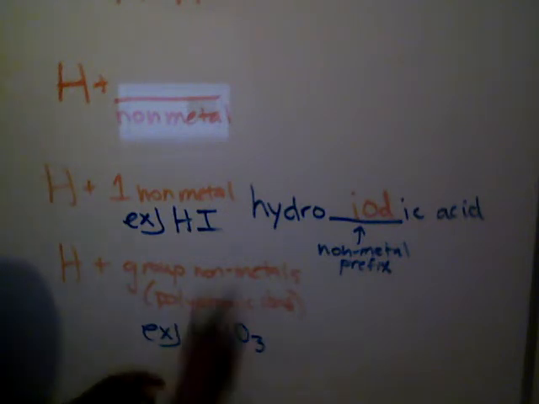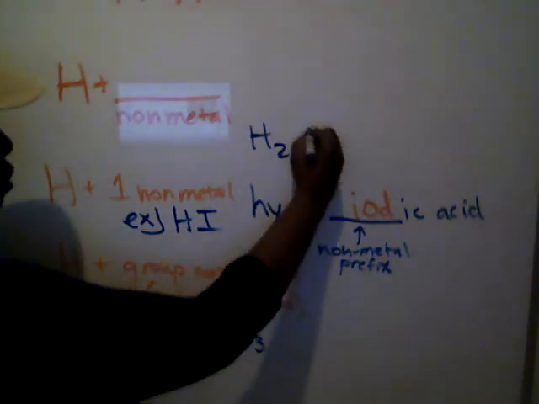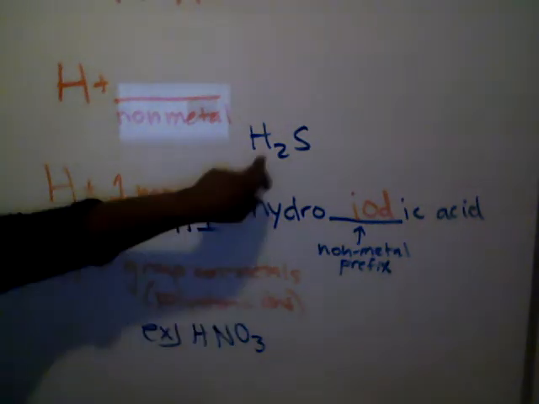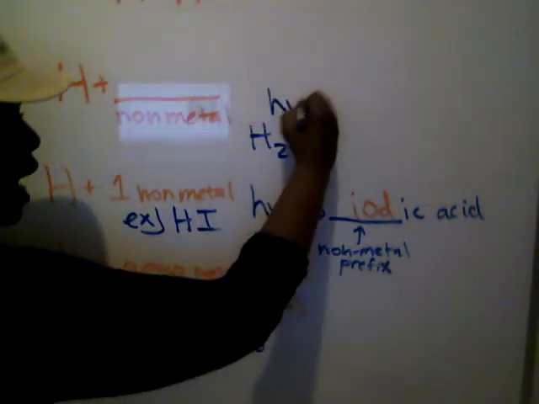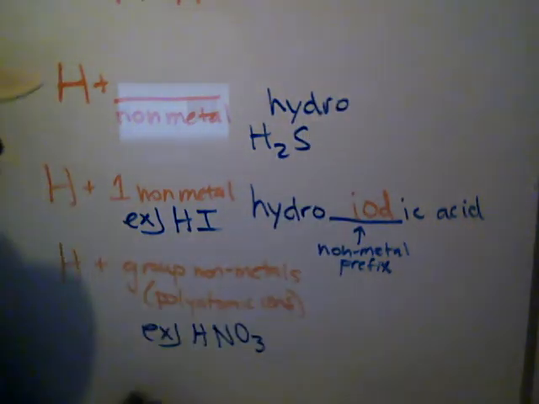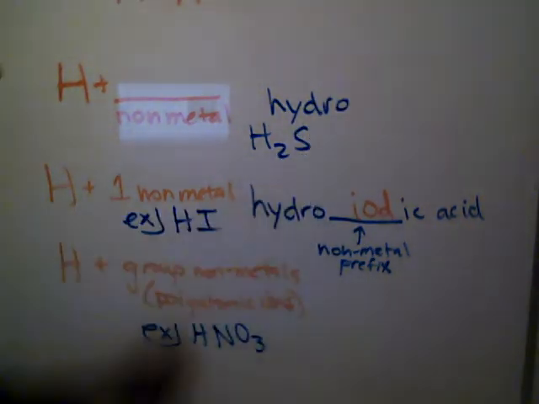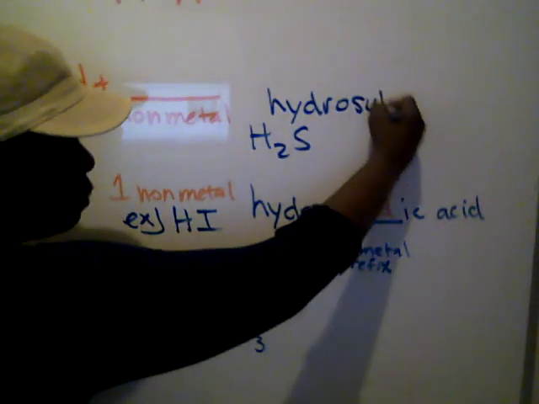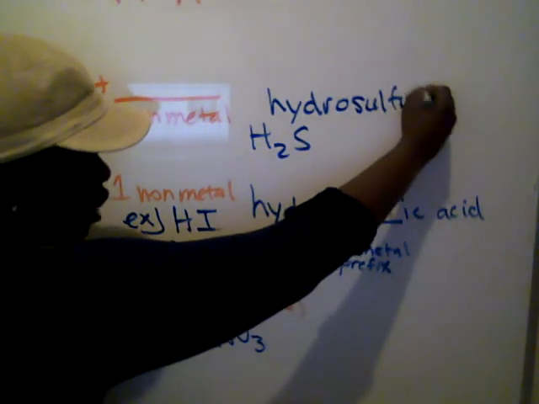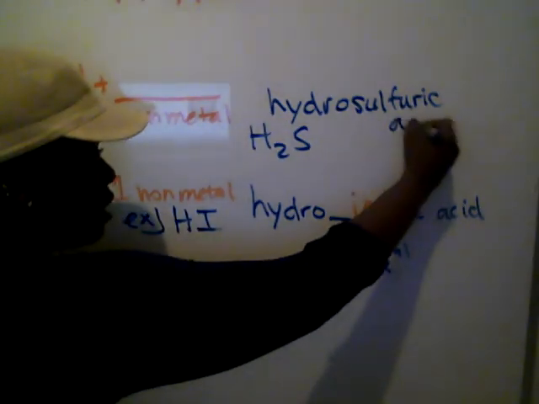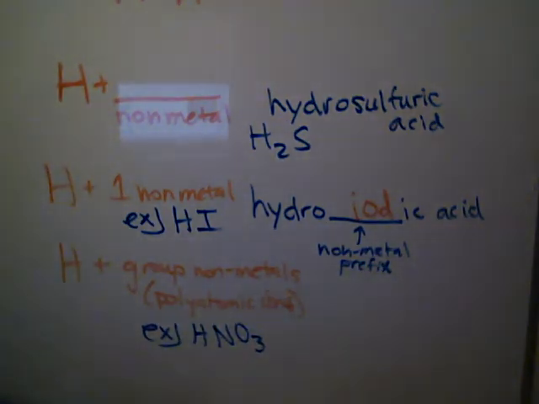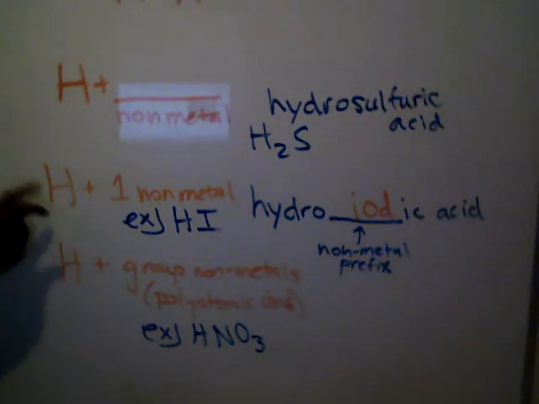Let's try this one. Let's say we had H2S. So again, it's still hydrogen with one nonmetal element. We're going to have the word hydro. So this would be hydro to start with. S is sulfur, and sulfur is one of the weird ones. We actually take the whole name. So it'd be hydrosulfuric acid. So that's how we would name it if it's a hydrogen with just one nonmetal element.